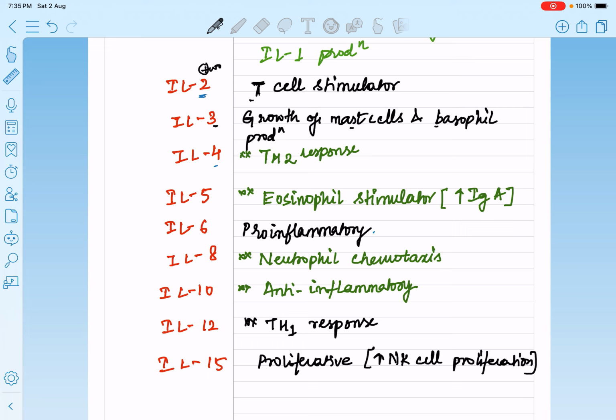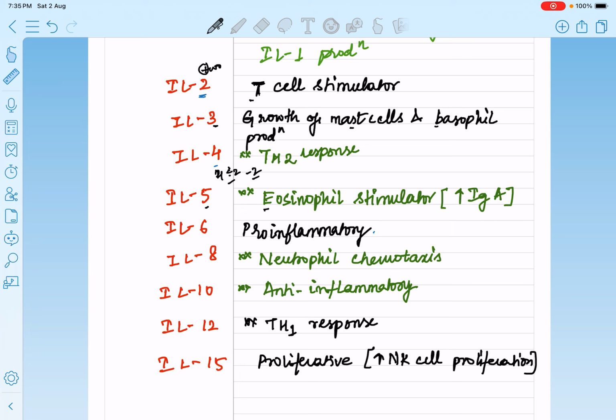This, how will you remember? 4 divided by 2 is 2, right? So 4 is associated with Th2 response. That's how you can remember. Fifth, IL-5 is an eosinophil stimulator. How can we relate it? The fifth letter of ABCD is E, right? Eosinophil stimulator, and also it increases IgA.